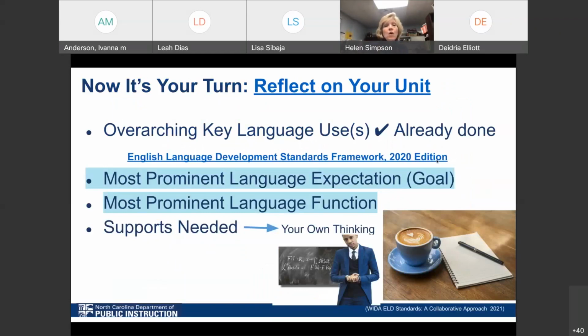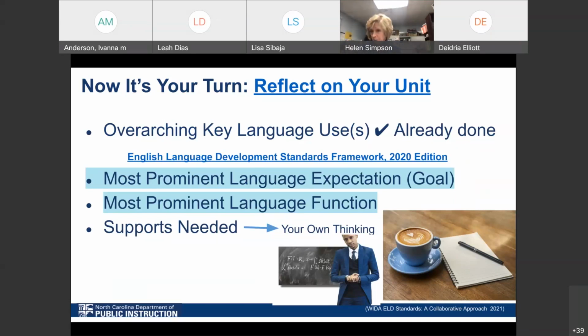You're going to reflect on your own unit, and Ivana has already put it into the chat. Way to go, Ivana, thinking ahead here. You can go to the Padlet to review what you entered on your unit and the learning activity and the overarching key language use. We're gonna take it a little further today, and we are going to identify the most prominent language expectation that would go along with your learning activity and the accompanying language function and the supports that are needed, which will come out of your own head.